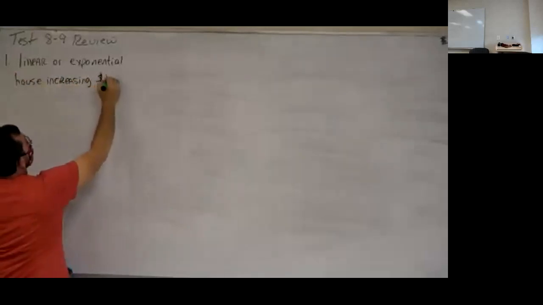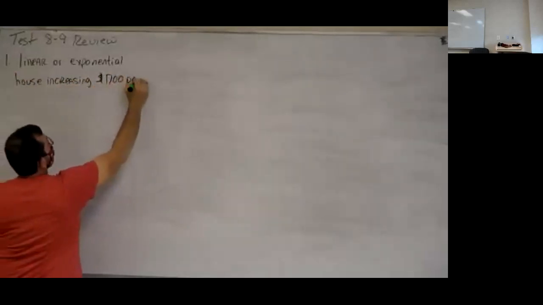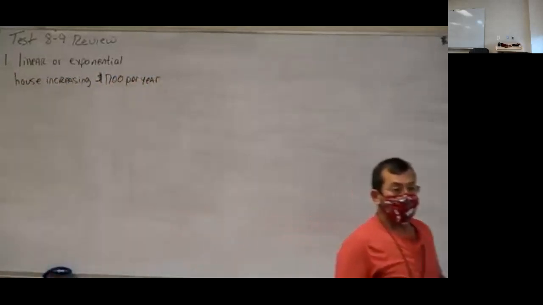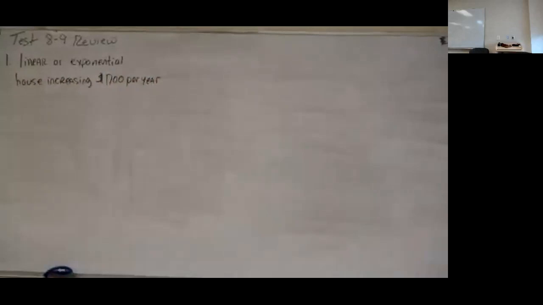The house is increasing $1,700 per year. Is there some questions that we have to answer, like, for work? Oh yeah, these will be just like your study guide, for when we go home on the computer. There'll be a study guide in there for you. If you look on there, it should say test 8-9 review.